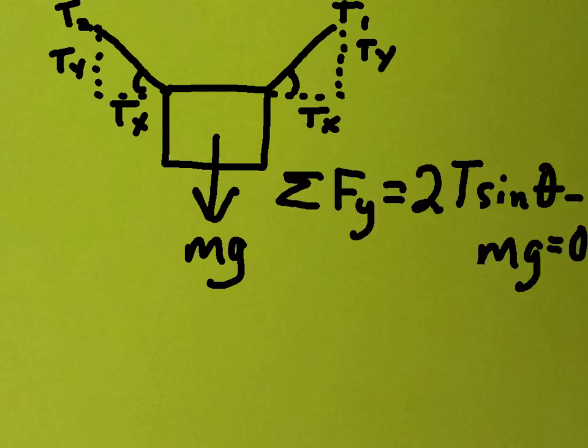So the equation is 2 times the tension sine theta, that's the y component of the tension of the wire, minus mass times gravity, the weight, in the opposite direction. And since it's not moving, that'll be set equal to 0. Now we can rearrange the equation to solve for the mass of the object or the tension in the wire.